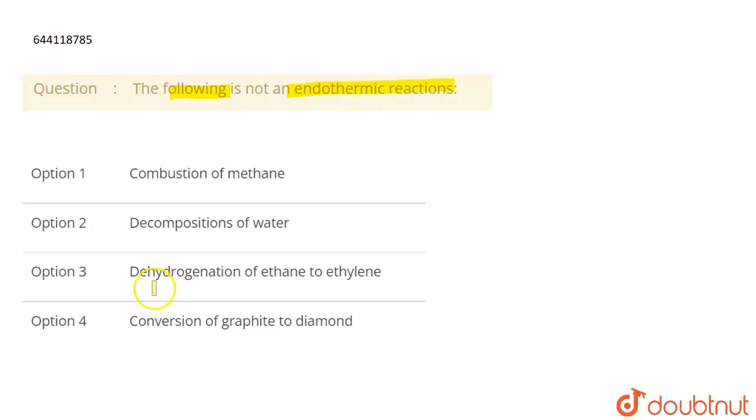The question is, which of the following is not an endothermic reaction? Out of these, you have to select the one which is not an endothermic reaction. First of all, you should know what an endothermic reaction or an exothermic reaction is.